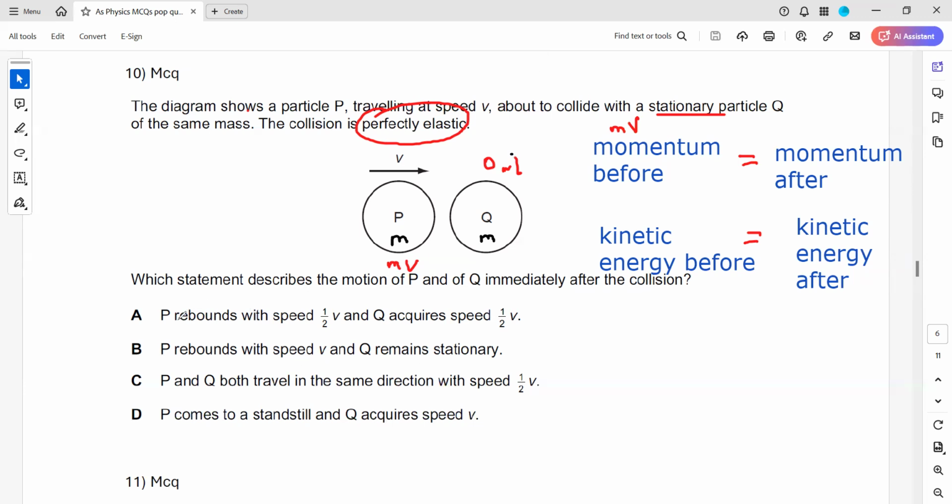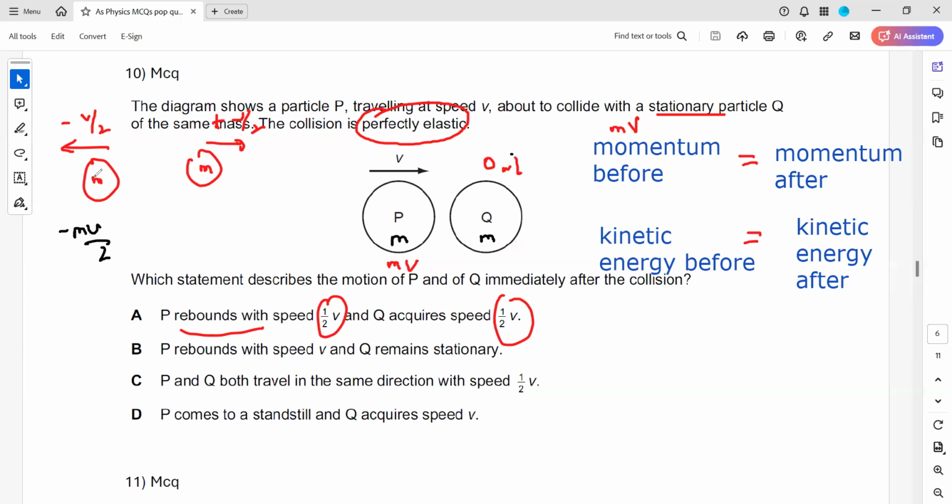So when we apply the rule here, p rebounds with the speed of minus v by 2 and q acquires the speed of v by 2. So what does it mean? For example, mass m is there, p moves with the speed of v by 2, and the other mass m moves with the speed of v by 2. But rebound means it changes the direction, so one of the velocities is positive and the other will be negative. So what is the momentum after? It will be minus mv over 2.